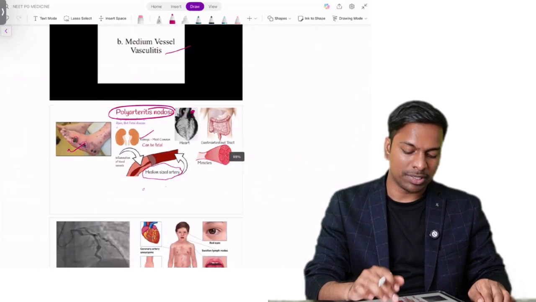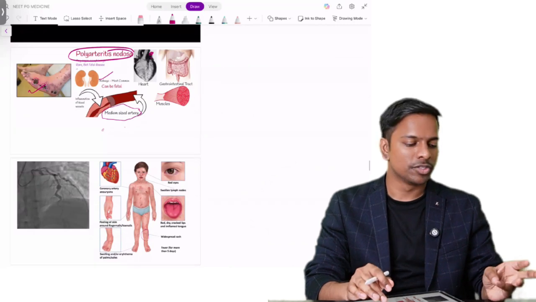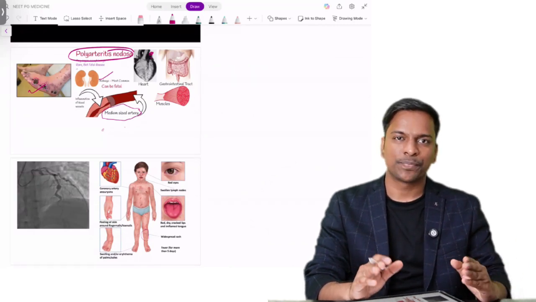So GTPK. GTPK is basically Gujarat Titans and PK is for Punjab Kings. Gujarat Titans is the large vessel. Punjab Kings, that is PAN, and Kawasaki are the medium vessel.